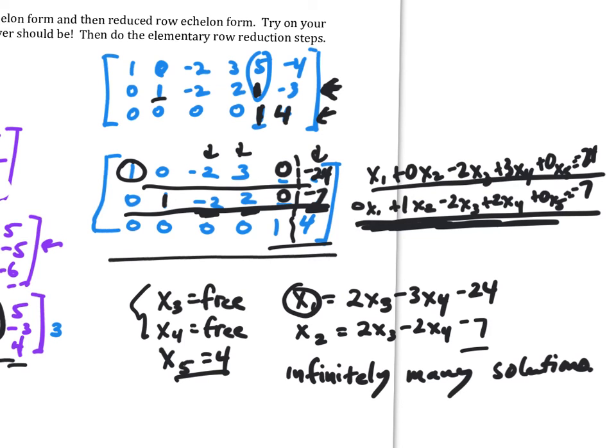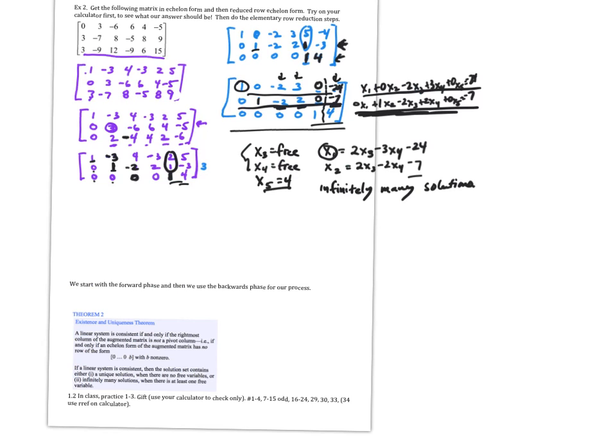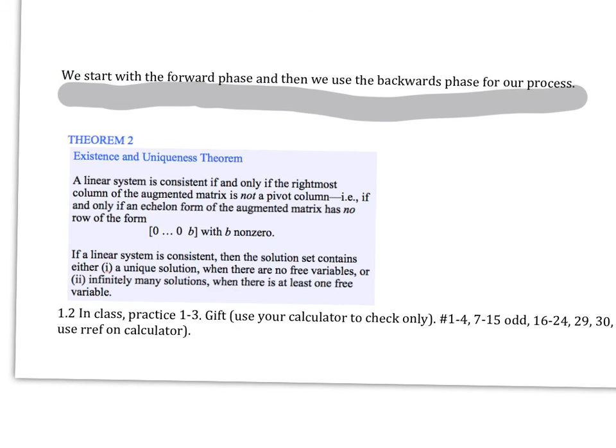And I got one last statement at the bottom. Let's see what that says. So this says that we started with the forward phase and then we use the backward phase in our process. This is the forward phase, and then this is the backward phase in the blue. And then theorem 2. And theorem 2 is pretty important here, but it does say that the system is consistent when the solution set contains either a unique solution, so you're going to get straight values, 2, -5, 7, whatever, when there are no free variables.